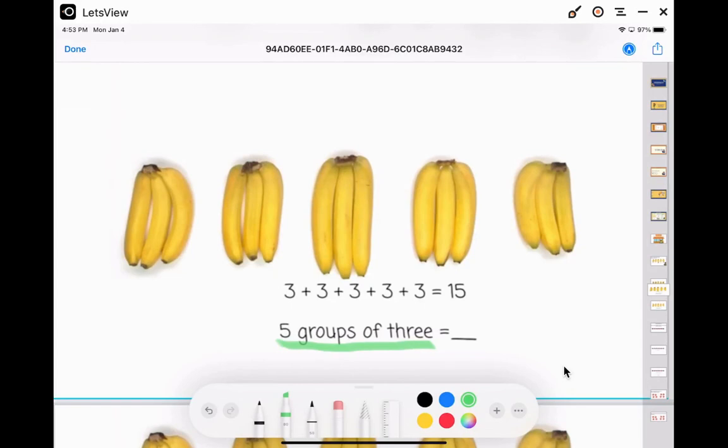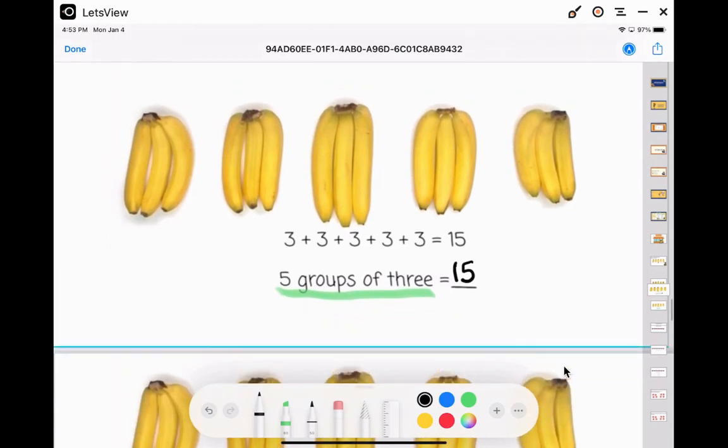Well, guys, as we said, if there are 5 groups and there are 3 bananas in each group, we have a total of 15 bananas. Another way that we can write 5 groups of 3 is by writing a multiplication equation. 5 groups of 3 would be written as 5 times 3 equals 15.